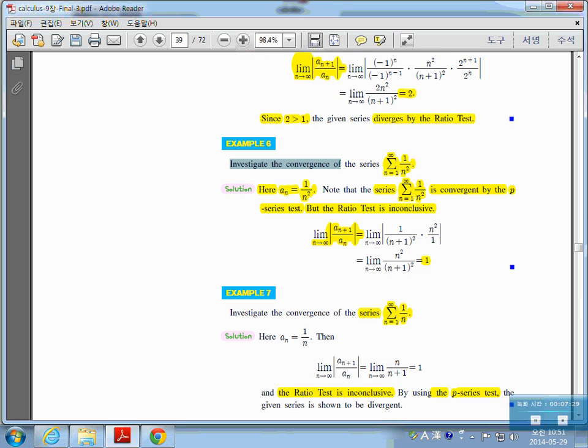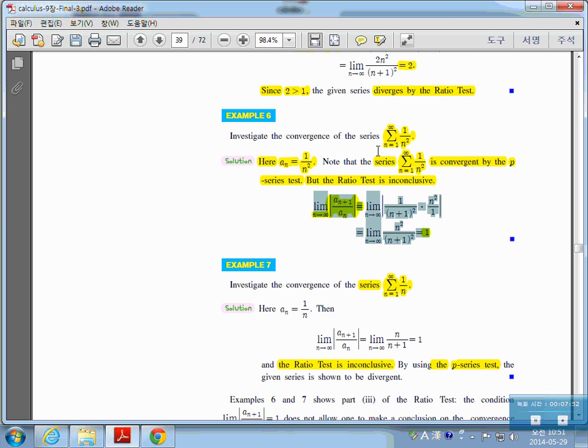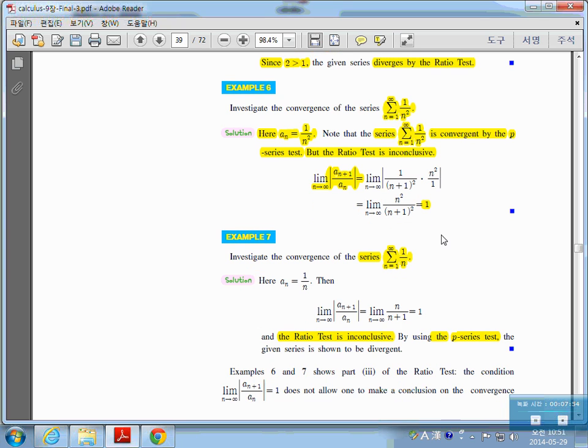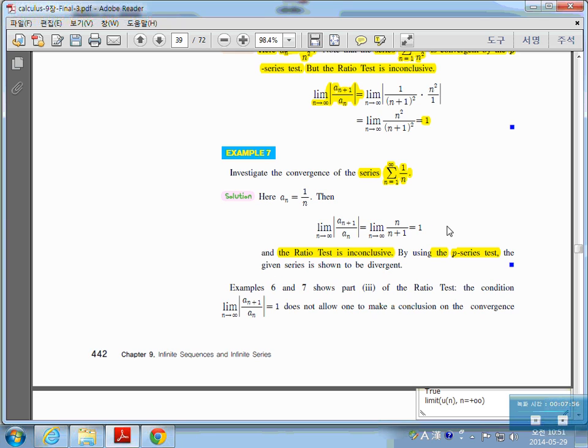Okay. Investigate the convergence of the series of this 1 over n squared, like this. Now as I mentioned before, the limit is going to 1. So with this ratio test, we cannot conclude anything, even though we already know the summation of 1 over n squared converges. But with this ratio test, we cannot say anything.